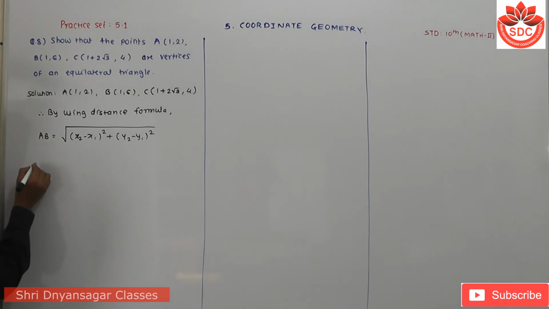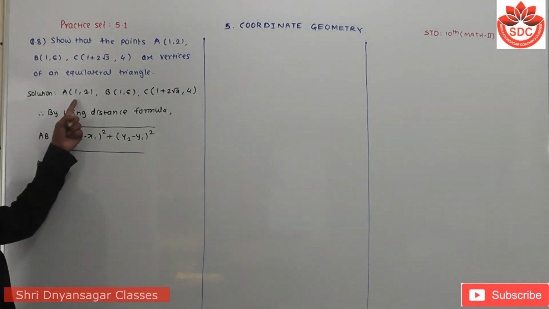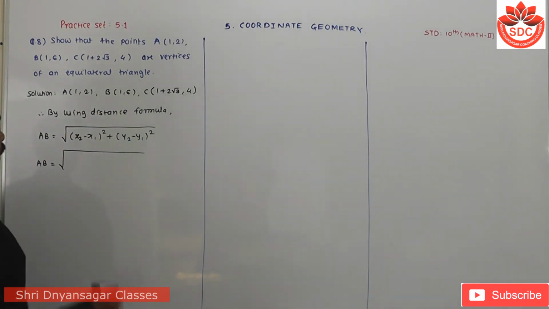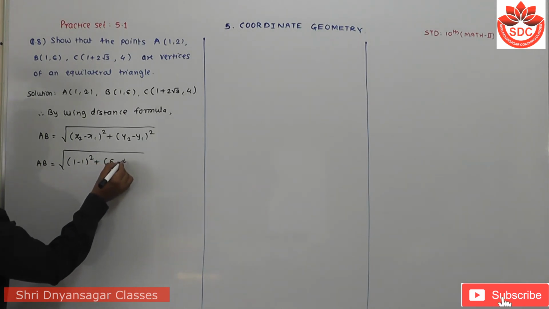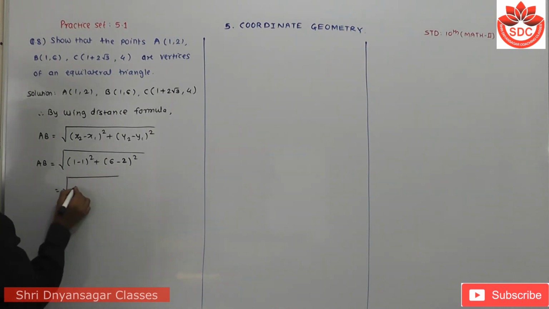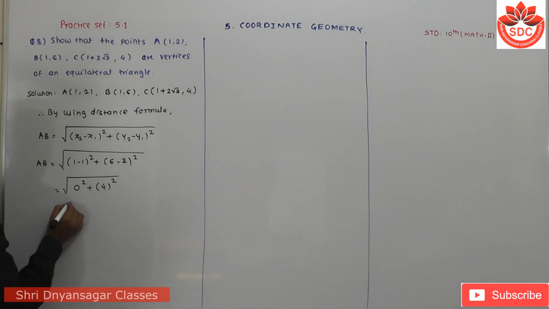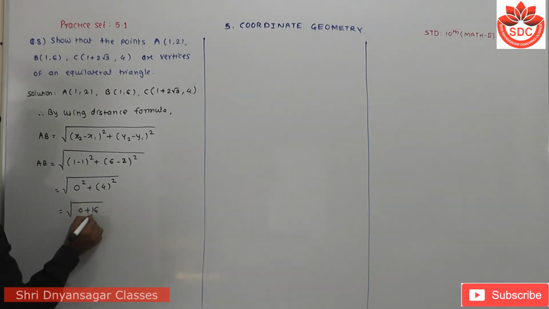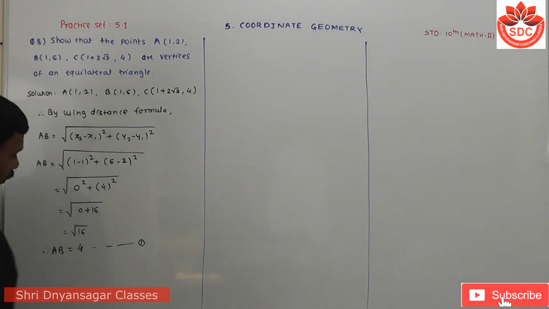Now student, I have to take here for this AB, let this be x1, y1 and this one x2, y2. We get here (1 minus 1) bracket square plus (6 minus 2) bracket square. Now 1 minus 1 is 0, square is 0, plus this one is 4 square. Then it becomes here 0 plus 16. Therefore root of 16. Therefore AB is equal to 4. This is equation number first.